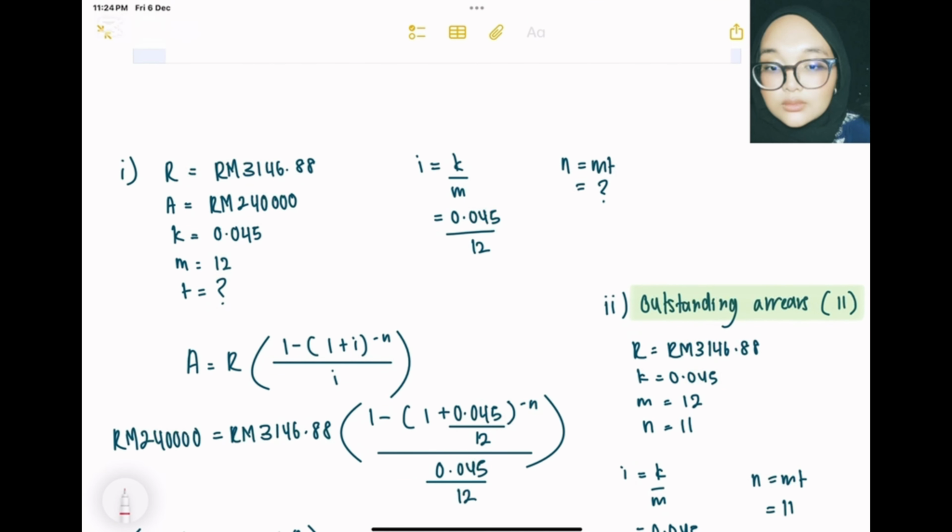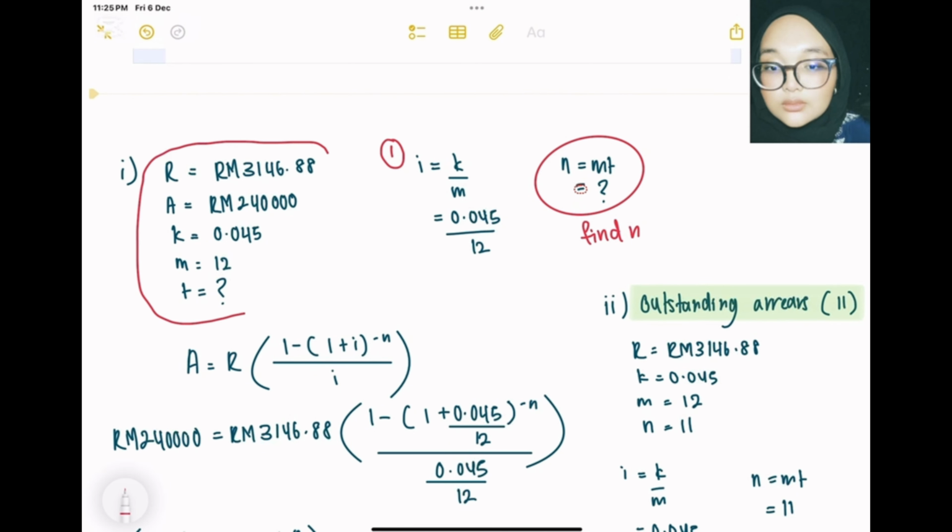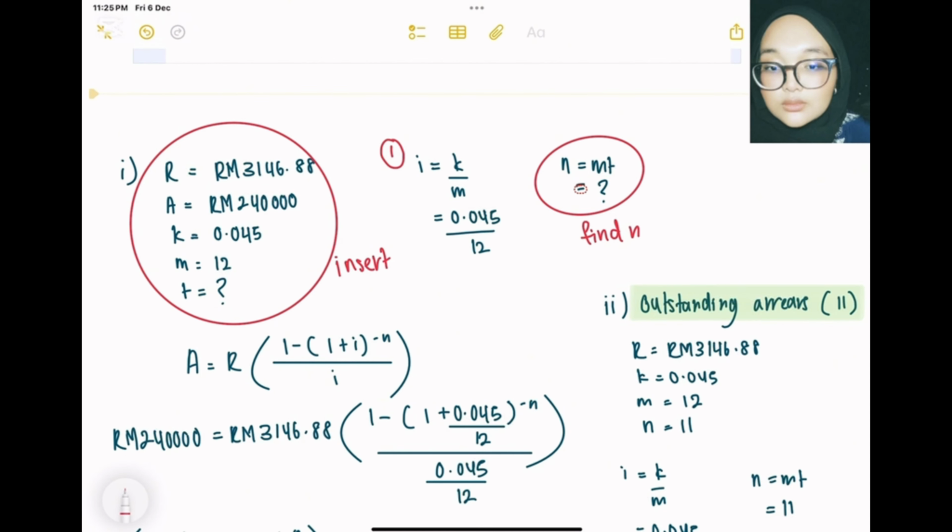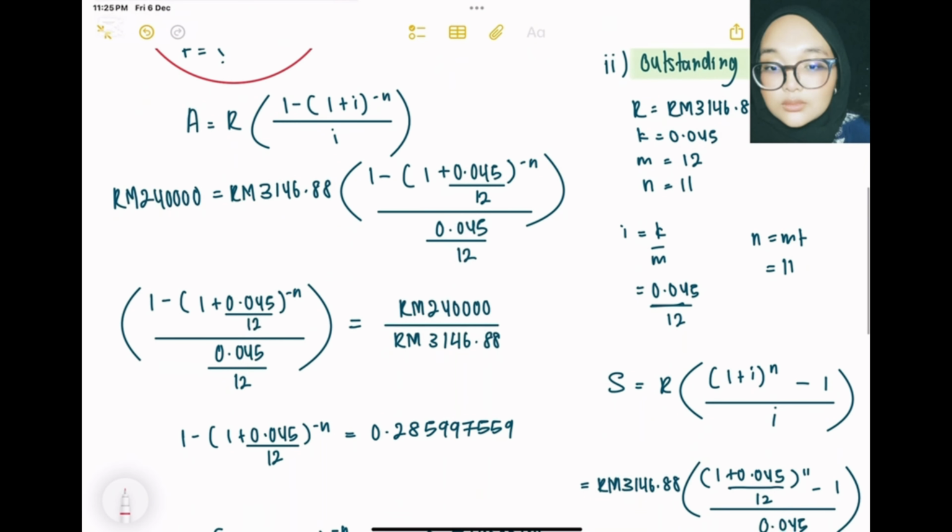Number 1, we have to find I first. I equal K over M equals 0.045 over 12. N equal MT. So the question didn't give the T, so we have to find n. So we use the formula of A equal R 1 minus 1 plus I power negative n over I. So we insert all these numbers into the formula. Then we got RM 240,000, RM 3146.88 in the bracket of this one. Then we bring this bracket into the left. Then the RM 240,000 into the right. So then we divide with 3146.88.